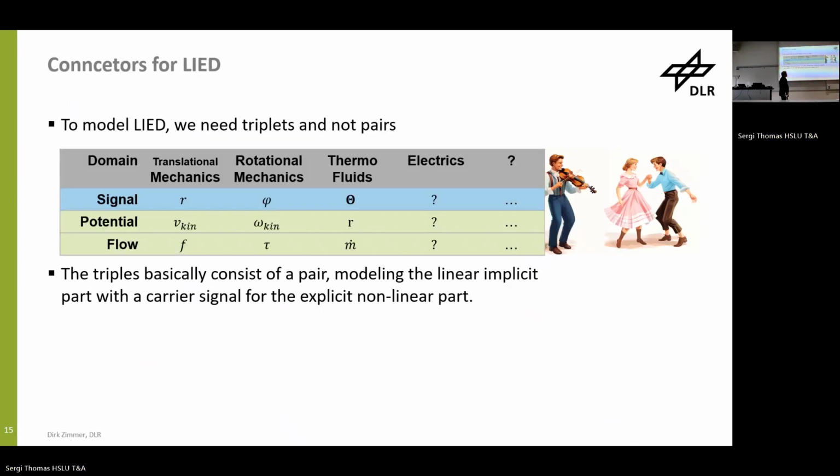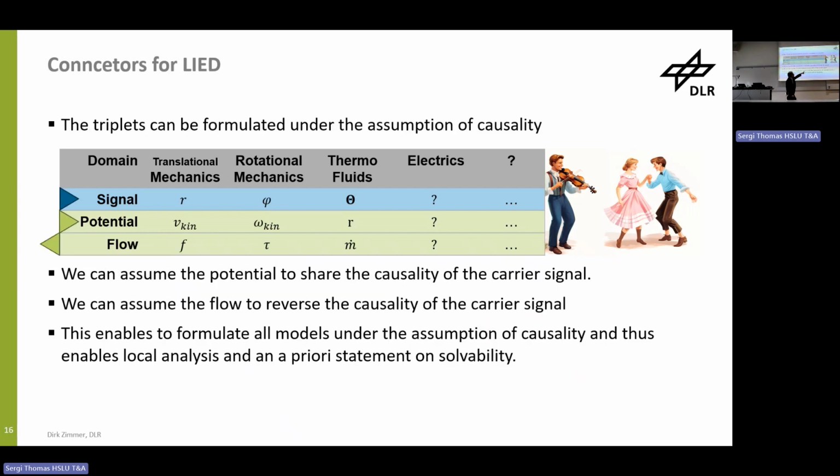And to enable this, we go away from these classic pairs that we know, and we go to triplets. So the idea is you always have a carrier signal. So this is the violin player. And then we have our pair of effort and flow that's dancing to that.